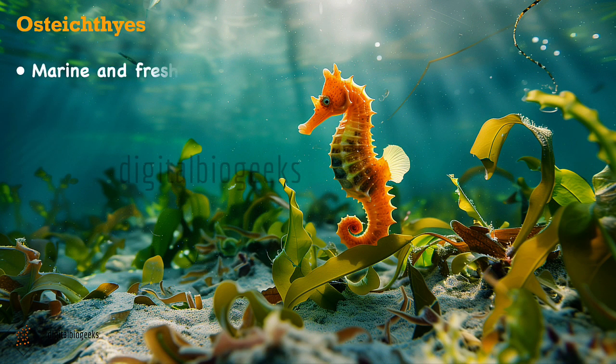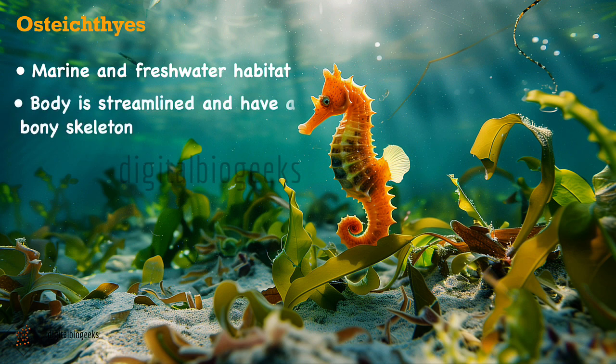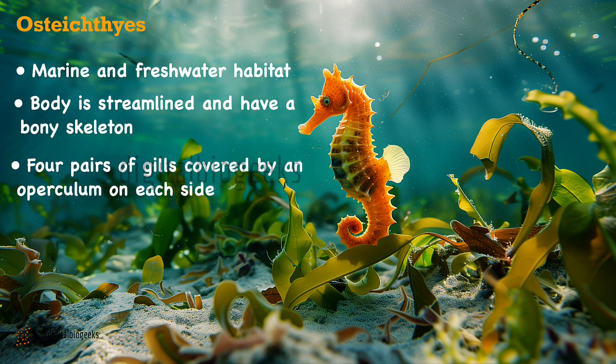Osteichthyes. They are marine and freshwater fishes. They have bony endoskeleton. Their body is streamlined as in Chondrichthyes. They have 4 pairs of gills which are covered by an operculum on each side. We know that in Chondrichthyes operculum is absent, but in Osteichthyes operculum is present.